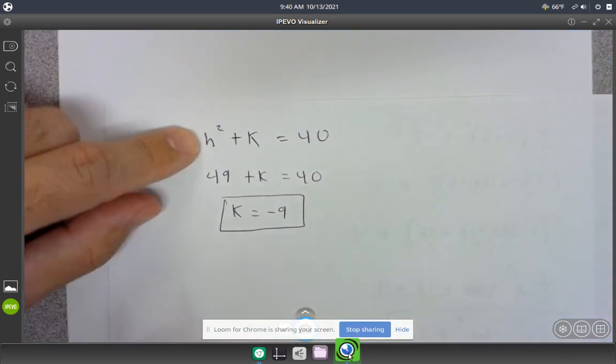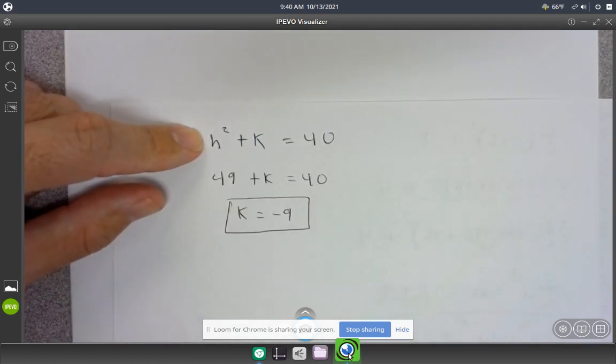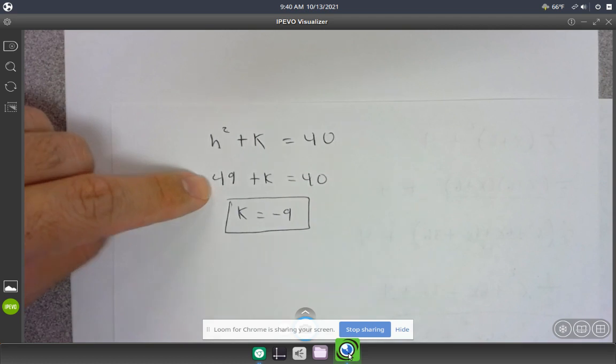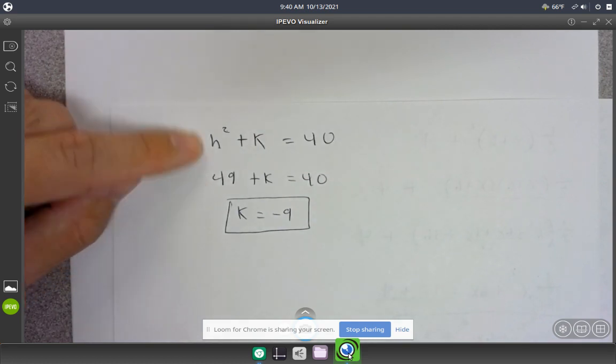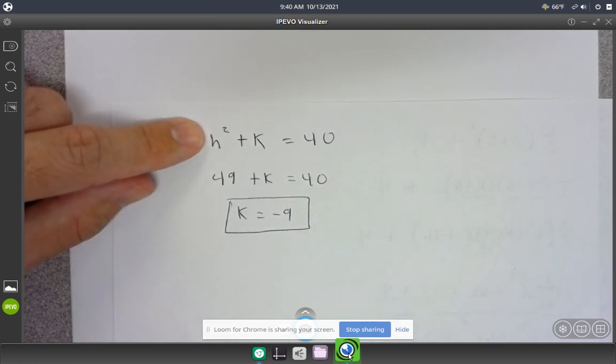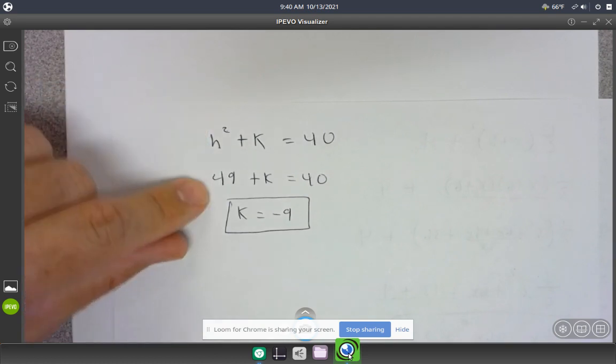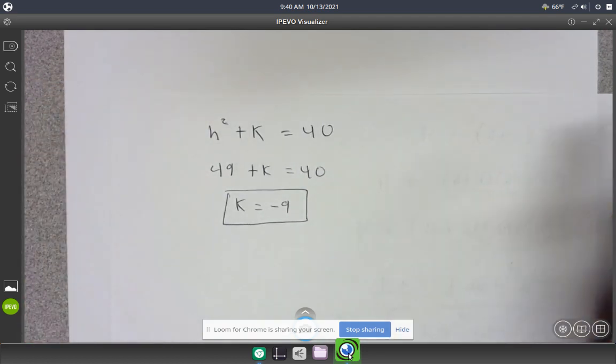One thing I want to point out is if h was negative, like let's say h was negative 7, this will still be a regular 49 down here, because if you square a negative, negative 7 times negative 7, it will still be positive. So keep that in mind.